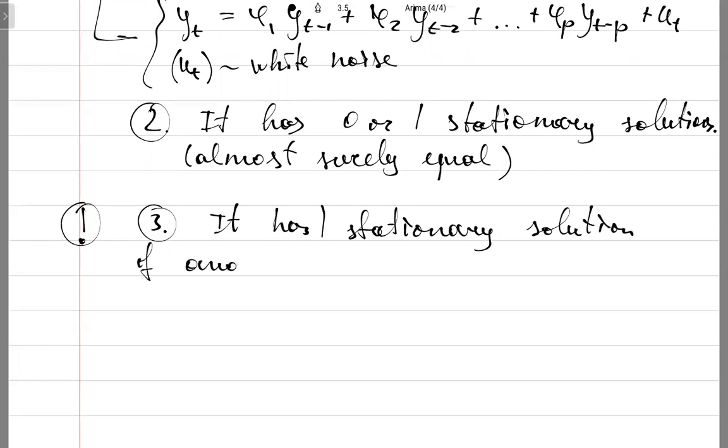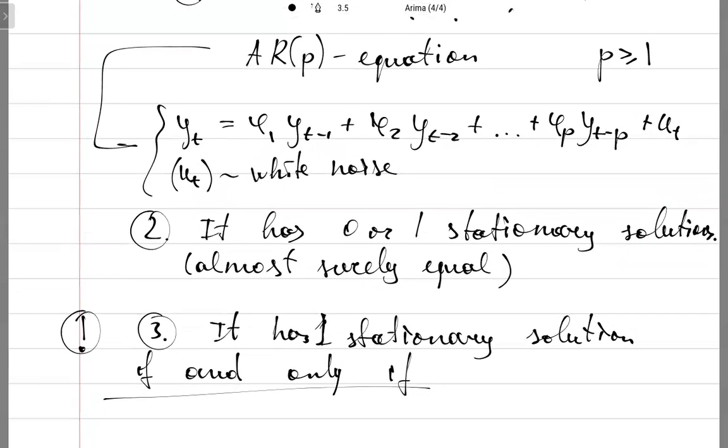if and only if, who can continue? It has one stationary solution if and only if what? When does an AR(p) equation have a stationary solution? When all the roots of the characteristic polynomial belong outside the unit circle. Yes, and this is wrong. That's a common misconception that is in many time series books. You will read the same misconception.